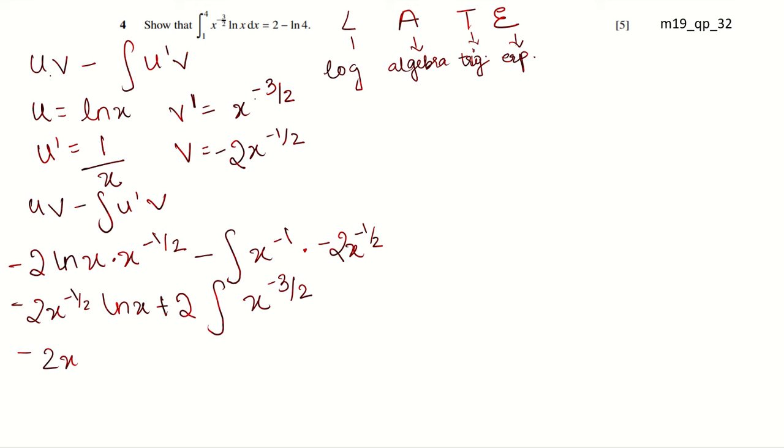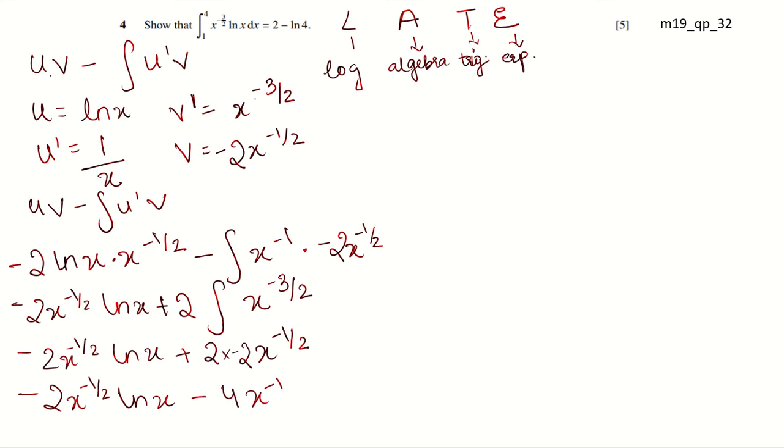So we have minus 2x to the power of minus 1 by 2 ln x plus 2. If you integrate this, you will get x to the power of minus 1 by 2, and this is going to be multiplied by minus 2 because 1 over minus 1 by 2 is minus 2, multiplied by 2. So that is going to be minus 2x raised to minus 1 by 2 ln x minus 4x raised to minus 1 by 2.